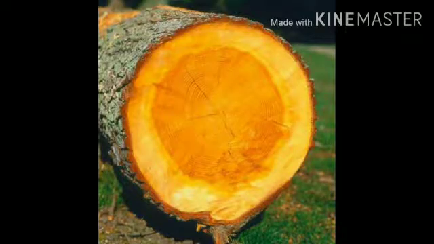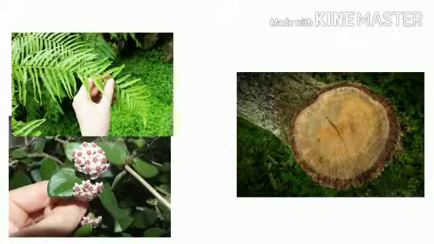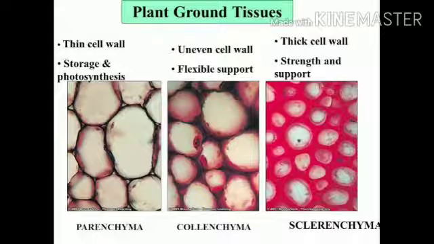If we see the other parts like leaf and flower, they are soft because they have air spaces in them. They are made up of soft tissues, but sclerenchyma is hard tissue and its cell walls are very thick and have no air spaces between them. So these three tissues, parenchyma, collenchyma and sclerenchyma, together form the ground tissue.